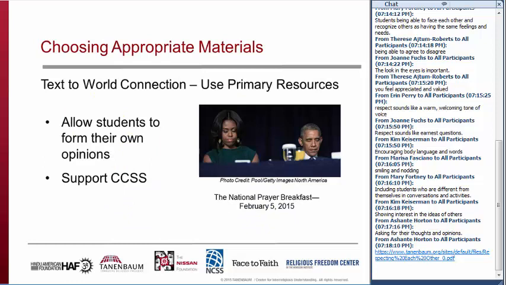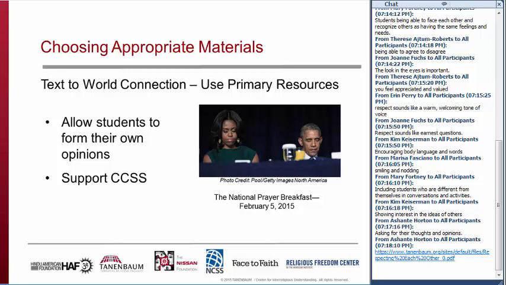So talking about one of our other principles, choosing appropriate materials and thinking a little bit more about the Common Core, the text to world connection and using primary resources. So allowing students to form their own opinions about topics. So it was very interesting, this recent example, not as recent now, in February at the National Prayer Breakfast, there was a lot of hubbub, if you will, around President Obama's comments and some of the references that he made to slavery and the history of slavery in the United States.